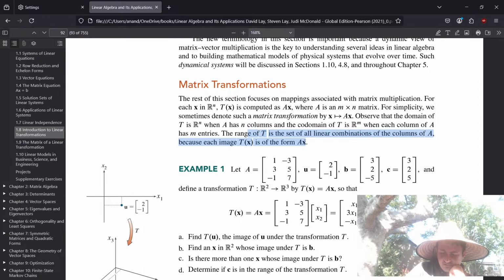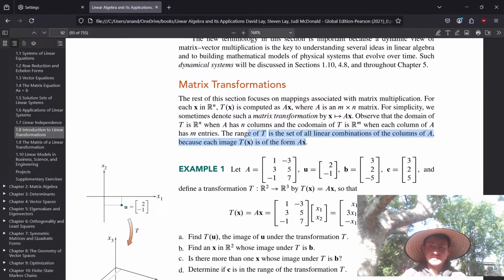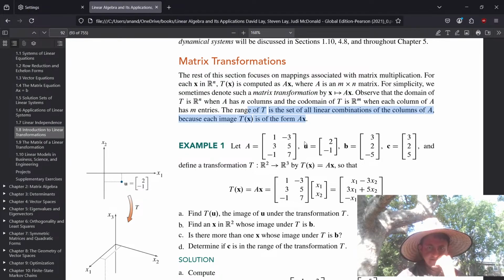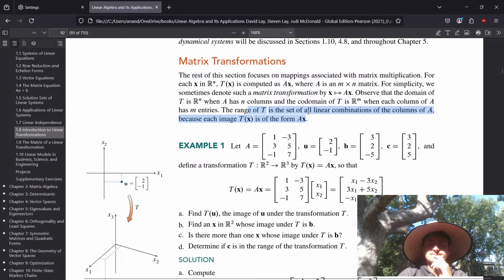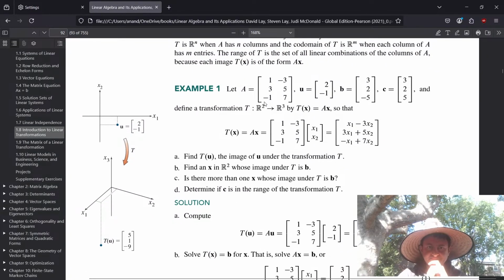So we have T from Rn to Rm. The range of T is the set of all linear combinations. Okay, cool. So, all right, we have this example. We have a matrix where M is 3 and N is 2.